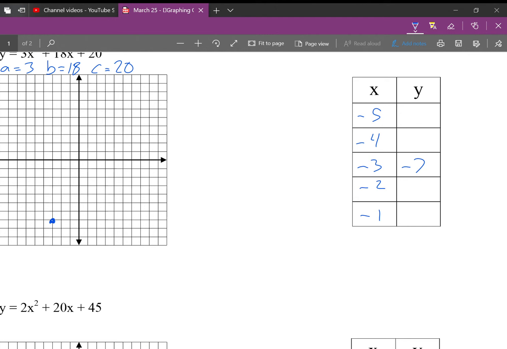So again, what did I do here? I took my vertex, which was the point negative 3 and negative 7. And I said, okay, I know that the vertex is the exact center of the graph. If I know that's the center of the graph, I want that point to be at the center of my table as well. Then, if I build out to the left and to the right, I know that I'm going to have the two sides of my parabola. And again, how do I do that? From negative 3, negative 4, negative 5, negative 3, negative 2, negative 1. There's the two numbers on either side of negative 3.